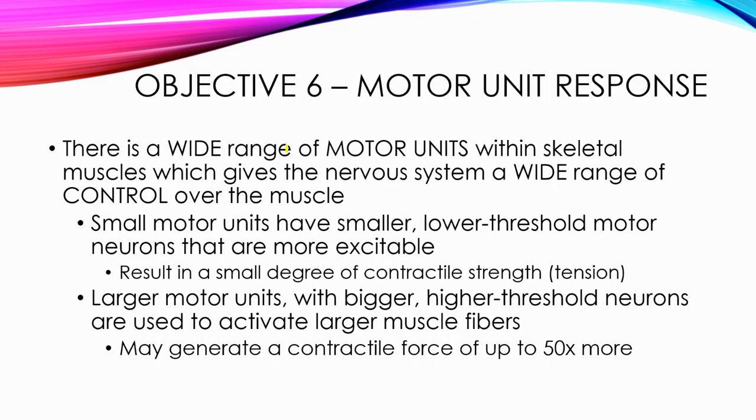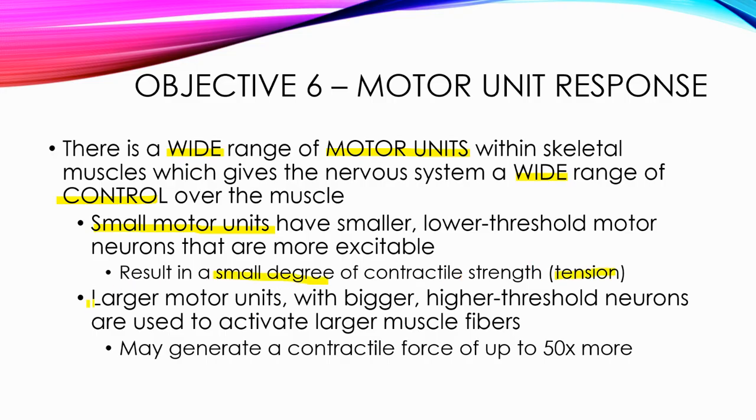All right, so we're actually going to cover objective 6 in this video too, and you're going to see some similarities to this in your nervous system notes. Like we mentioned earlier, there's a wide range of motor units. There are small motor units and there are large motor units, and by having a variation in our motor units, that's going to give us a wide range of control over our muscles. If I want to pick up something very light, that may require small motor units. They're going to have a lower threshold, they're going to be more excitable, so these are going to be the first motor units to contract, and they result in a small degree of tension.